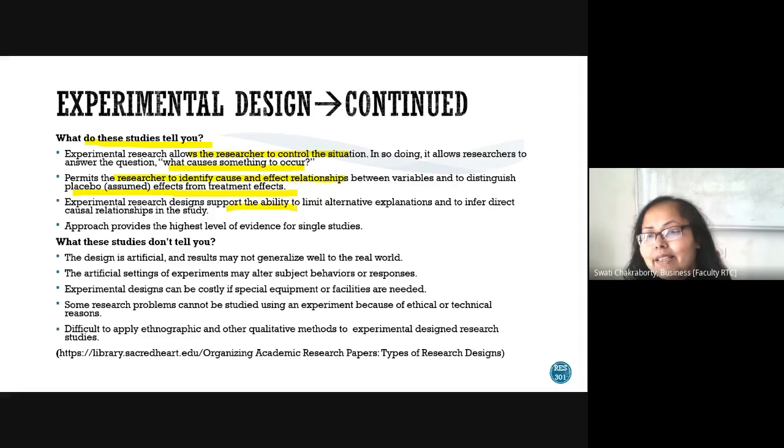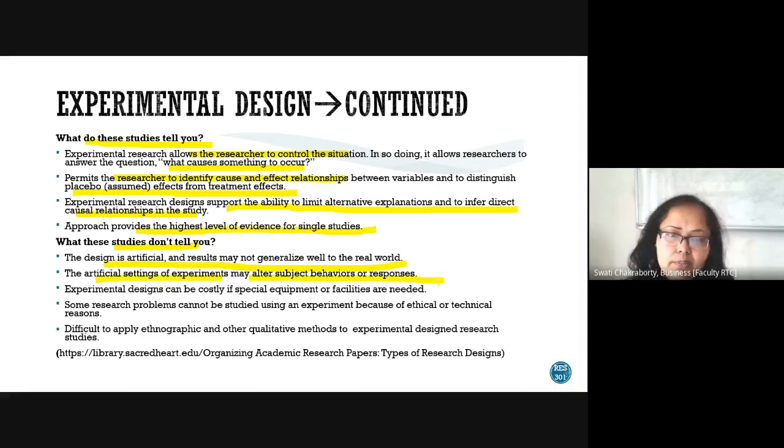It supports the ability to limit alternative explanations and to infer direct causal relationships in the study. It provides the highest level of evidence for single studies. What these studies don't tell us is this design is artificial, results may not generalize to the real world. The artificial setting of experiments may alter subject behaviors or responses.